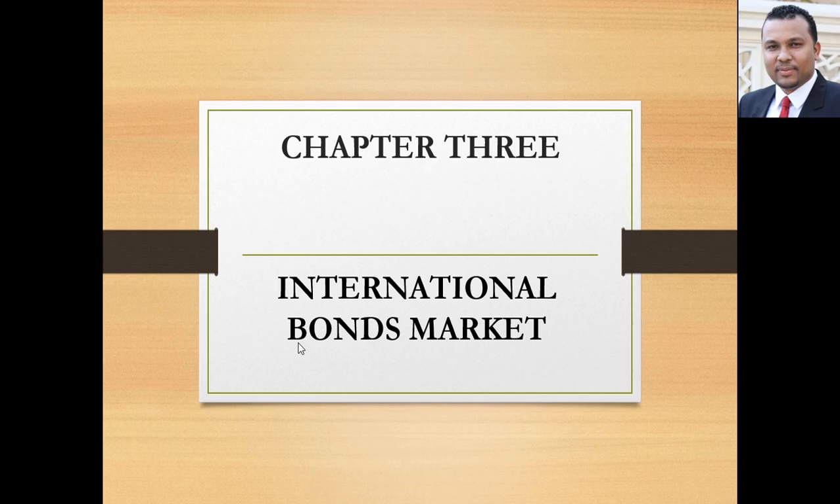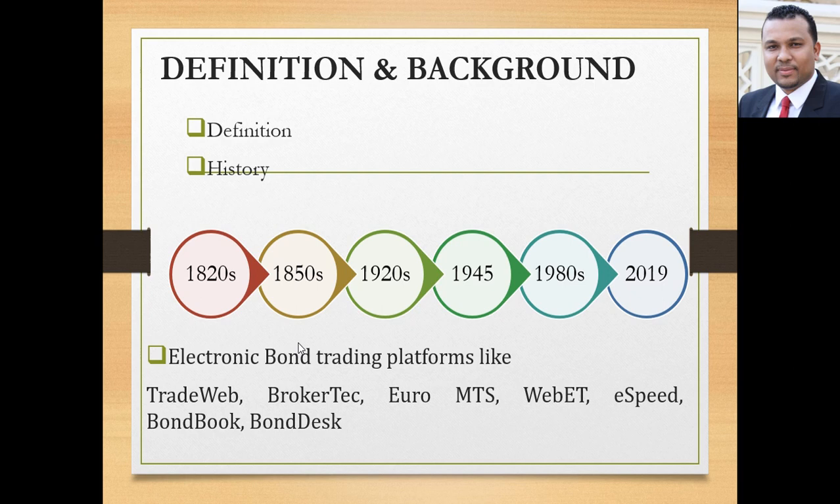Now, chapter 2 is finished. Chapter 2 talked about the forex market, and we will now start chapter 3, entitled International Bonds Market. First, definition and background about the international bonds market. International bonds may be government or sovereign or corporate bonds issued in a country or a currency foreign to the issuer. In other words, an international bond is a formal contract to repay borrowed money with interest at fixed intervals.